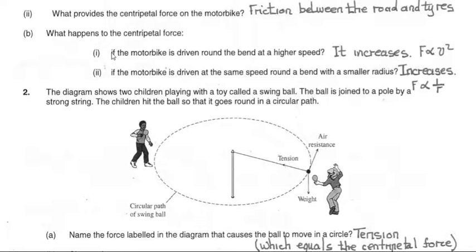What happens to the centripetal force if the motorbike is driven around the bend at a higher speed? The centripetal force increases because F is proportional to v squared. What happens to centripetal force if the motorbike is driven at the same speed around a bend with smaller radius? The centripetal force is increased because force is proportional to 1 over r. So as r decreases, F increases.